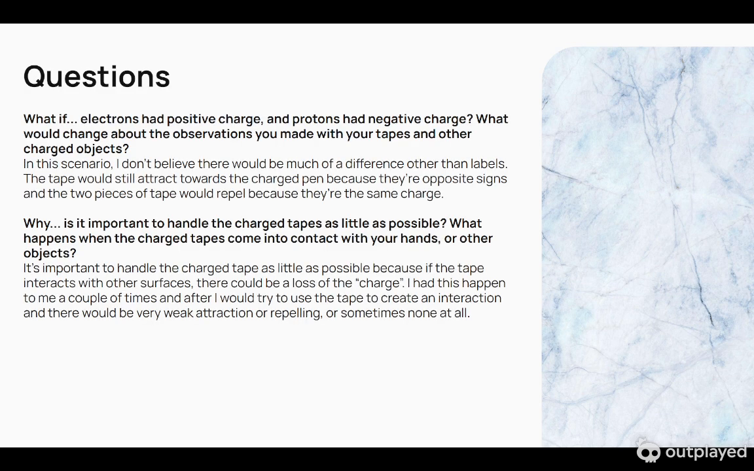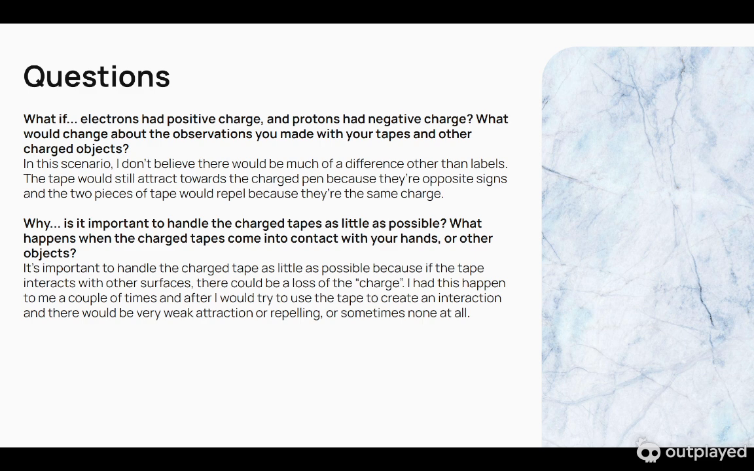Questions: what if electrons had been positively charged and protons had been negatively charged? What would change about the observations you made with your tape and other charged objects? In this scenario, I don't believe that there would be much of a difference other than the labels. The tape would still attract towards the charged pen because of the opposite signs, and the 2 pieces of tape would repel because of their same charge.